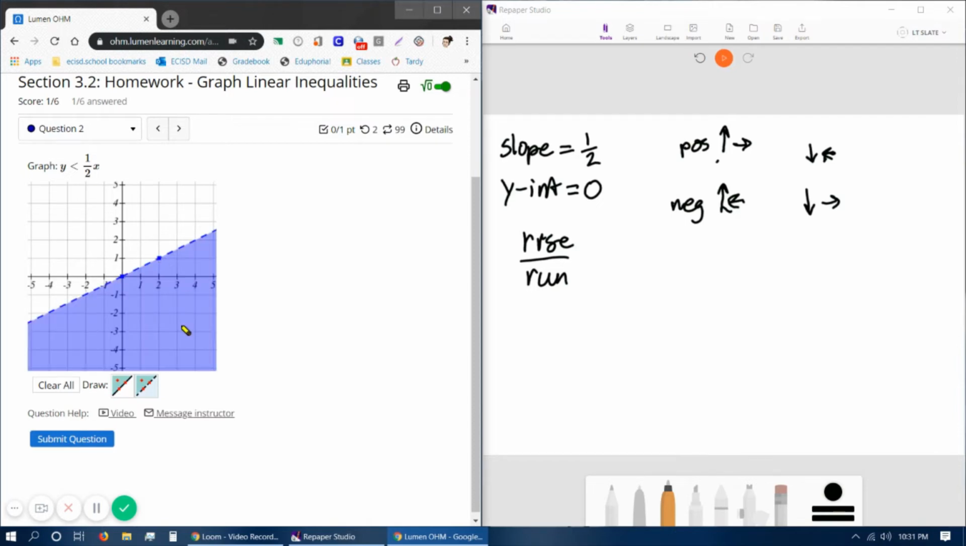Now that I have my line, I need to figure out where to put my shading. This equation says that y is less than 1/2 x. Less than means we need to shade below.